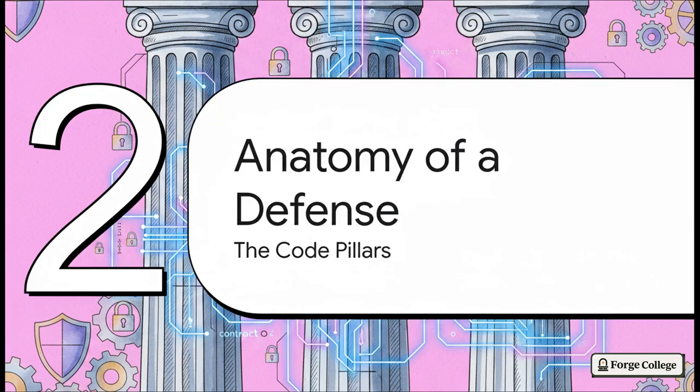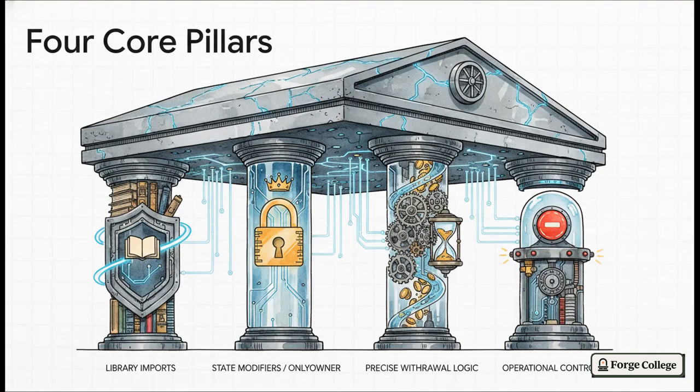Okay, section 2, anatomy of a defense, the code pillars. A solid defense mechanism is built on 4 core pillars. First up, strict library imports. Think things like ReentrancyGuard, which basically stops attackers from double-dipping into your funds. Second, we have lockdown state modifiers, like onlyOwner. That acts like a VIP bouncer for your contract. Third is precise withdrawal logic. And finally, operational controls. These are your ultimate break glass in case of emergency pause buttons. Together, these form the load-bearing walls of your smart wallet.